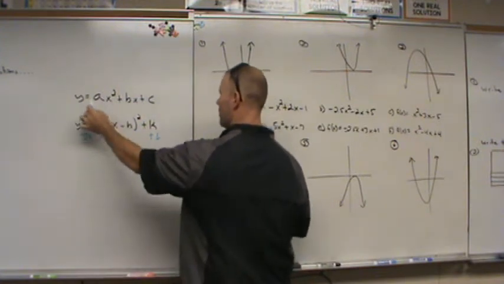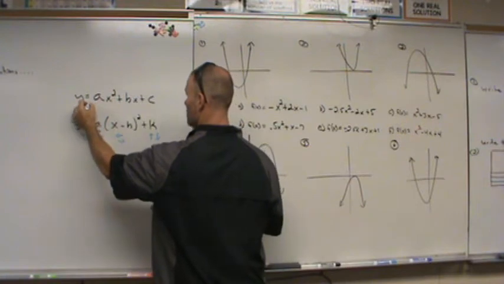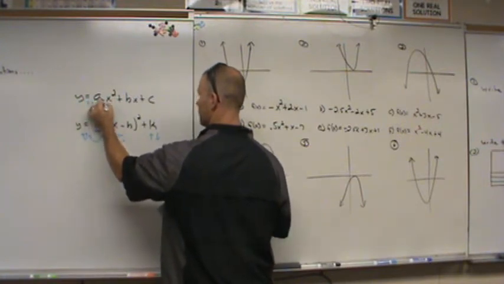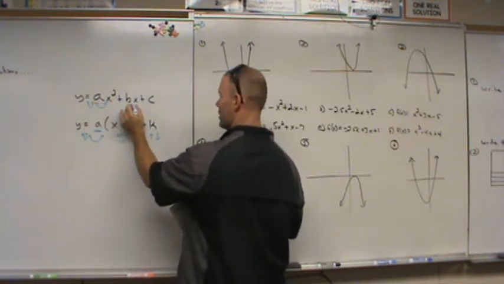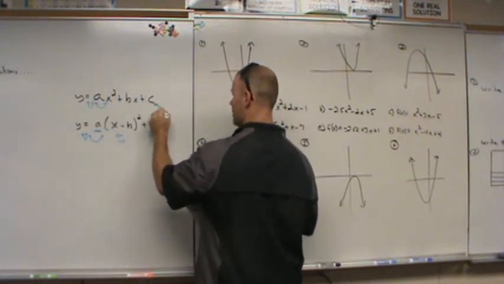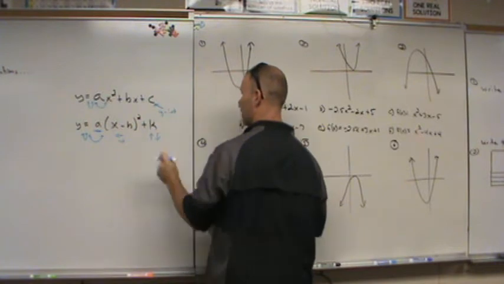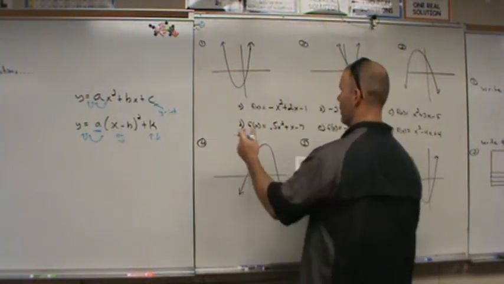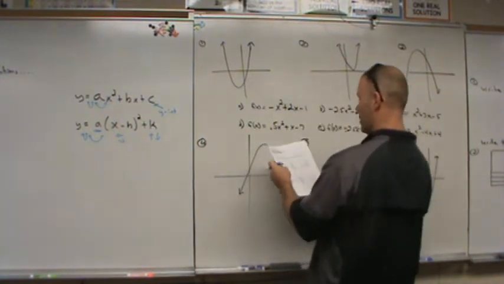But in standard form, what does standard form do? Well, standard form still tells me stretch or shrink. B doesn't really tell me anything. C tells me the y-intercept. Now, it's not the actual y-intercept itself because the y-intercept is an actual point, not just a value. So let me go through.